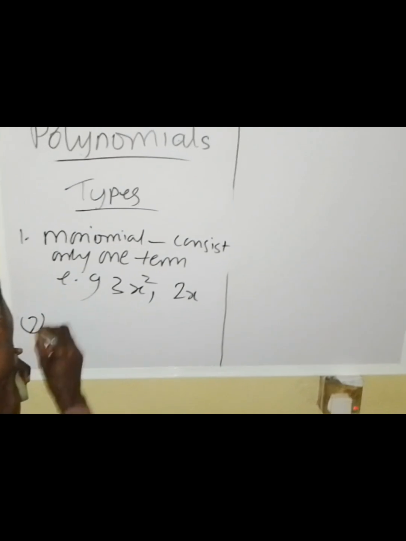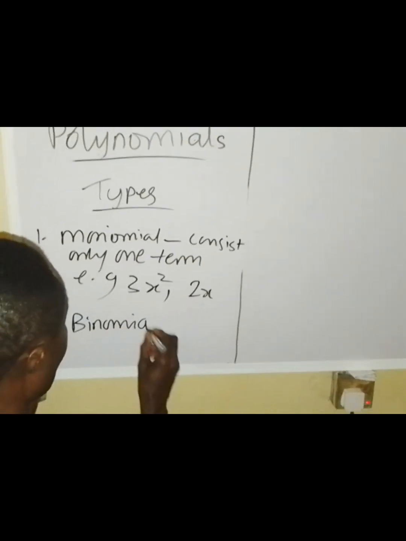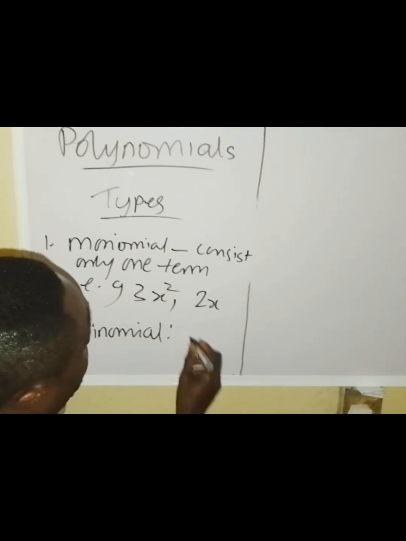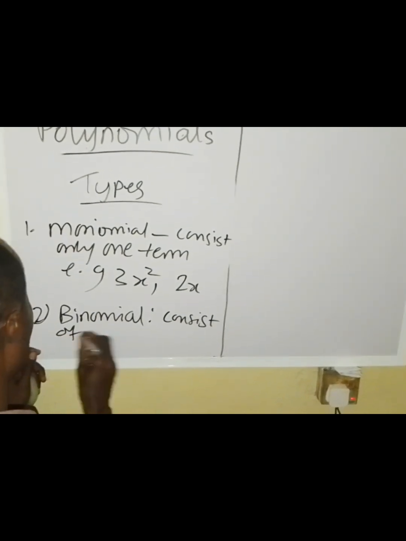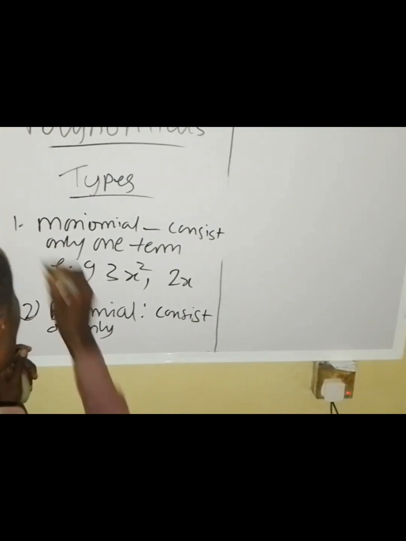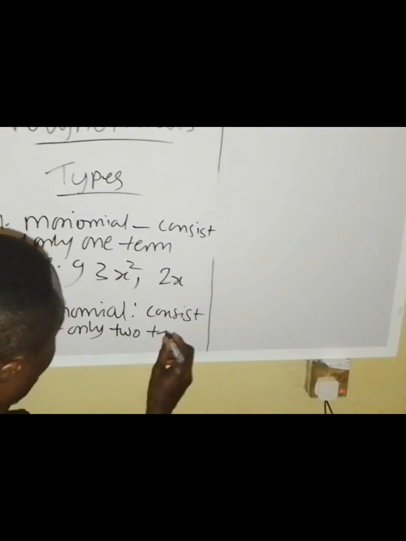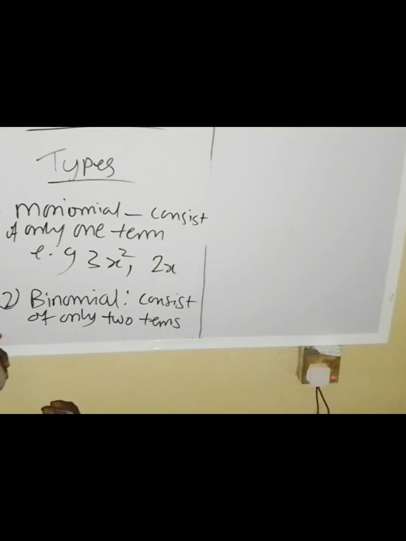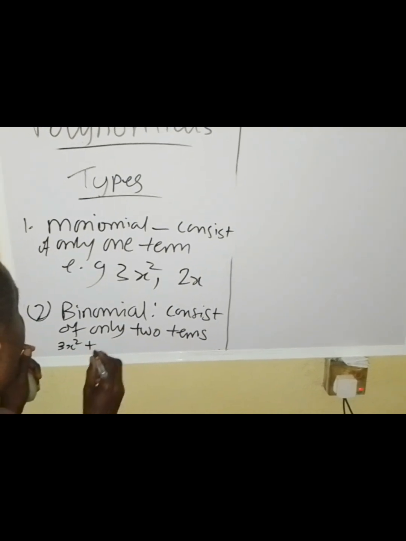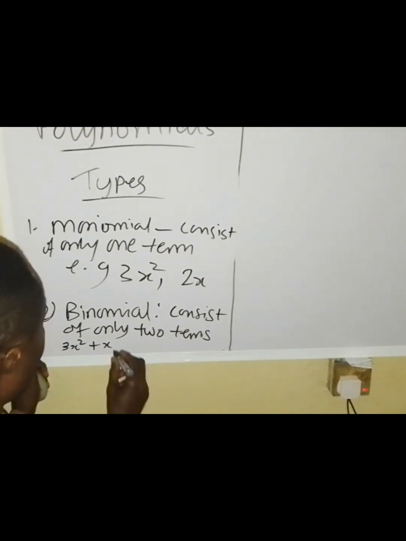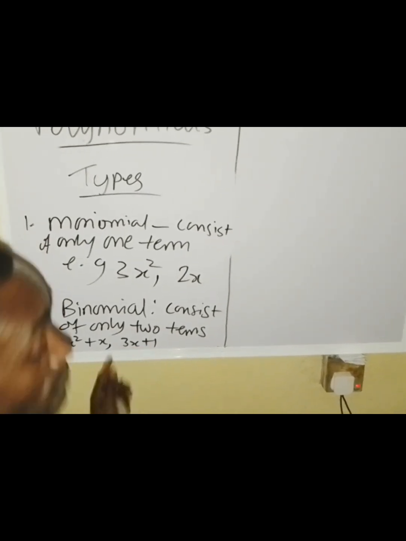Then we have two, binomial. The word bi comes from two. It consists of only two terms. Examples: we have 3x squared plus x. Also, we have 3x plus 1. So this will give us a binomial expression.